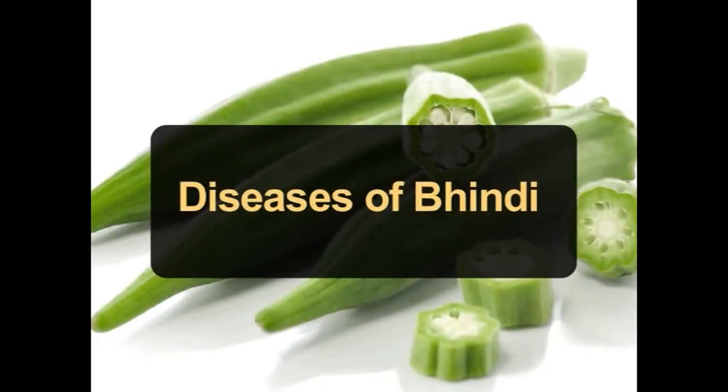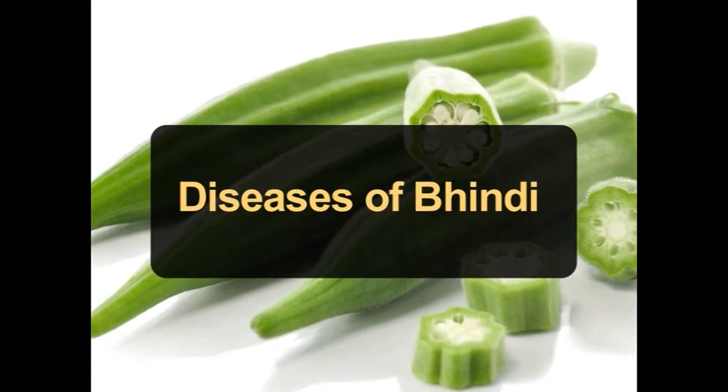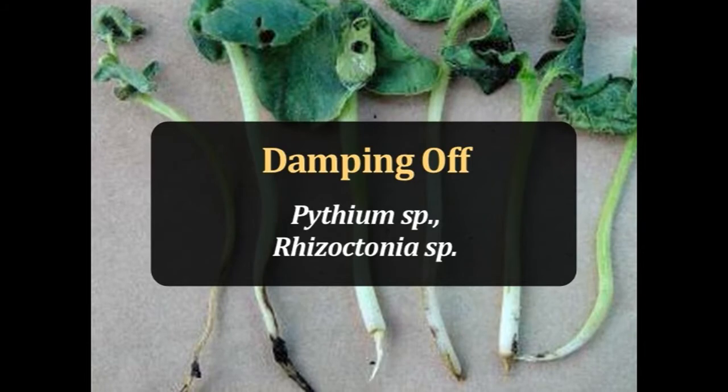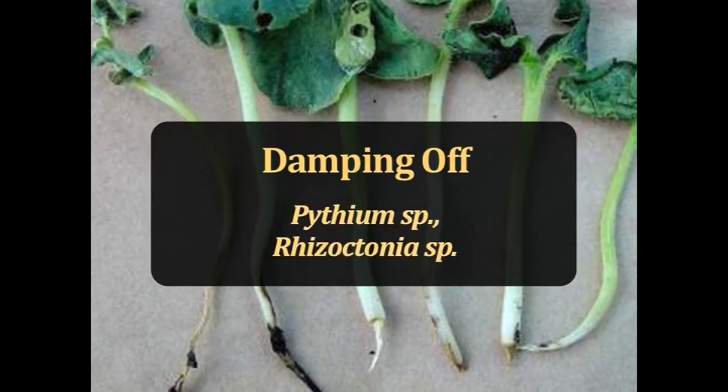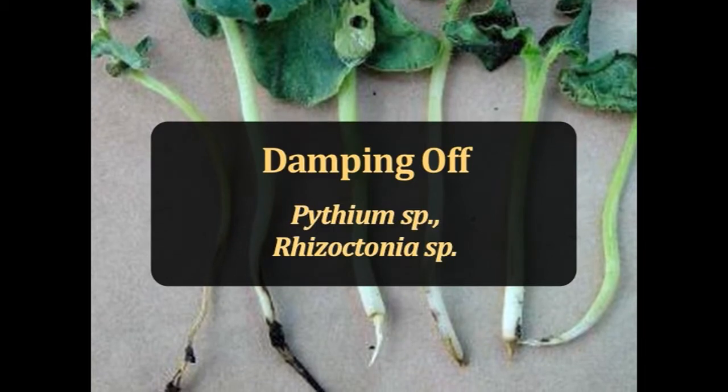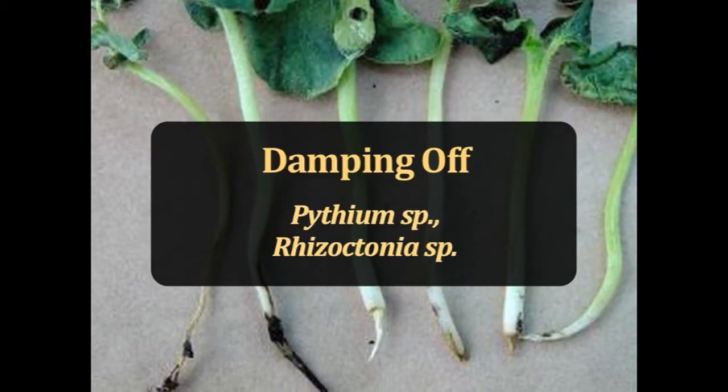Next, coming to the diseases of Bhindi. First one is the damping off. It is caused by Pythium species and Rhizoctonia species. Now coming to the symptoms of the disease.